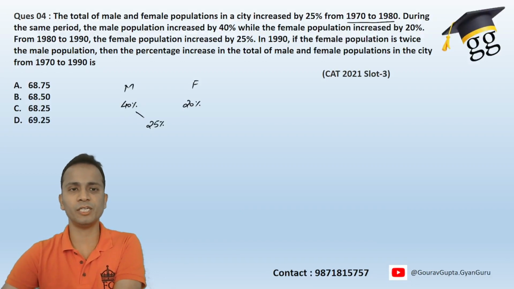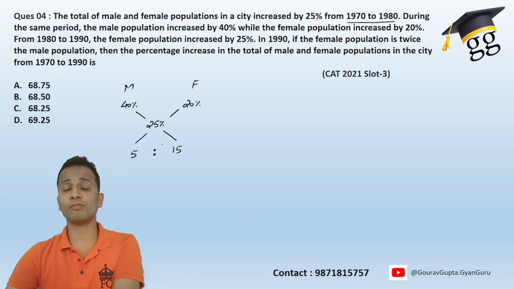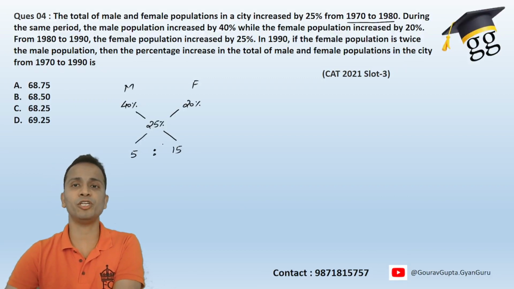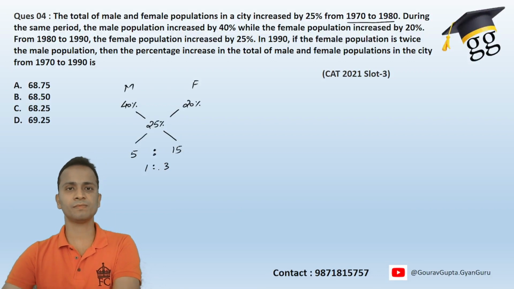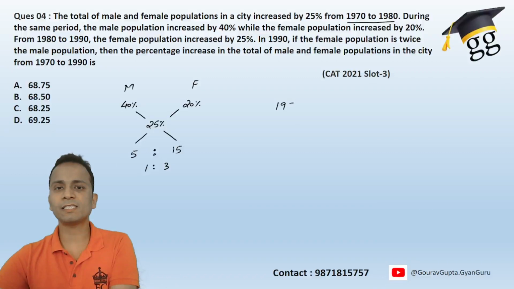Now, using alligation: male population increased by 40%, female population increased by 20%, and net there is an increase of 25%. If I apply alligation on this, here 5 will come, here 15 will come. So I can calculate the ratio of the male and female population in 1970. What was the ratio of male and female population in 1970? 1:3. All right, okay.